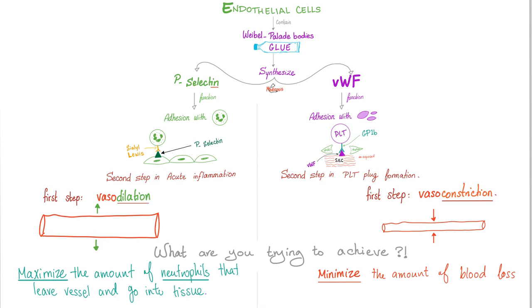Again, in acute inflammation, you need to vasodilate to maximize the amount of neutrophils that are being recruited into this location and therefore into the tissue to fight the bacteria, and then they will adhere. P-selectin with Sialyl-Lewis receptor. Any receptor in your body is made of protein.